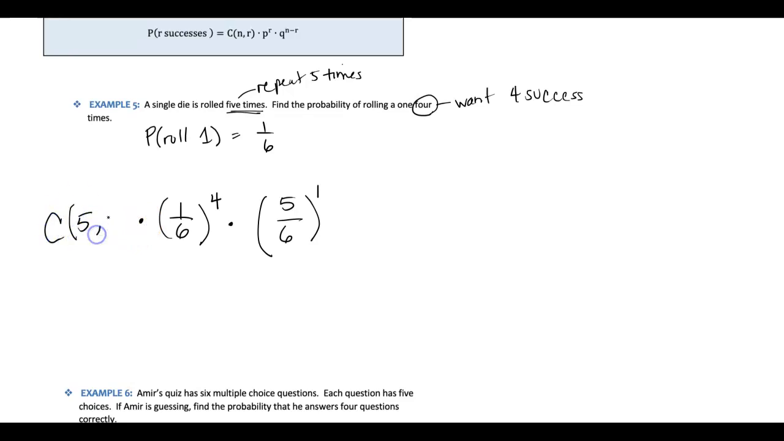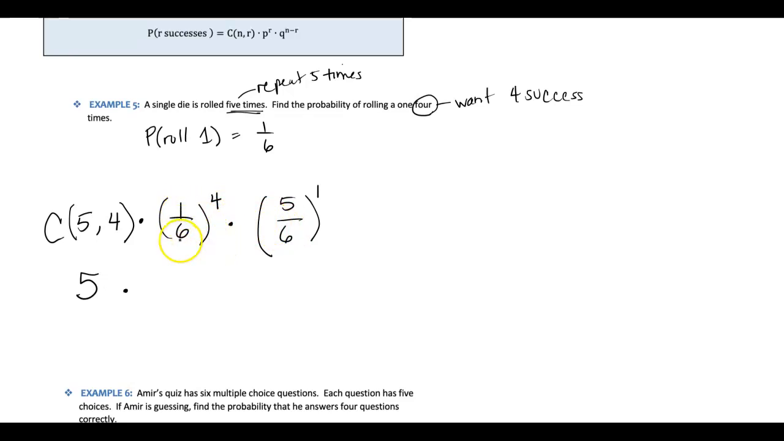Out of 5 repeated trials, we wanted 4 successes. Calculating each one of these, we end up with the combination of 5 choose 4, which means we would have 5 branches total that meet our criteria, and each branch would have these factors.